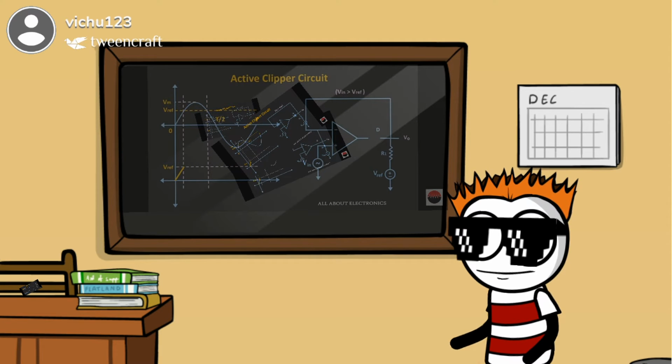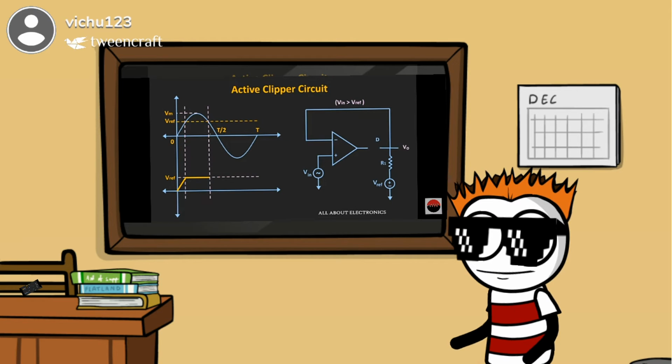So guys, I give you a moment. What is the output voltage at this point? As you thought, the output voltage for this circuit is V reference for that point. So the output voltage is equal to the V reference.